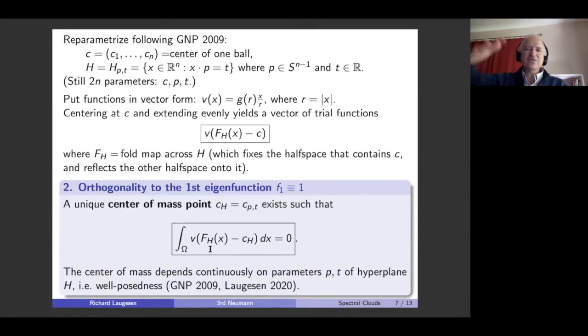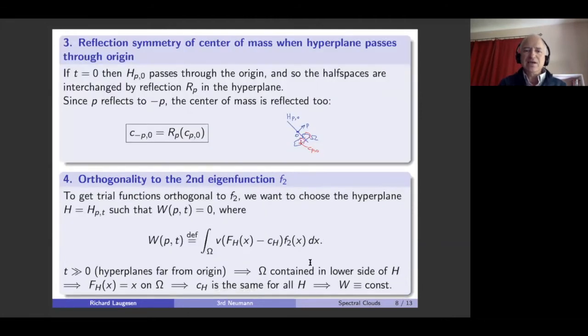So if H is very far away from the origin, it does not matter which direction it's in, so long as it's very far away from the origin so that omega is contained in the lower half-space, then the center of mass point is going to be the same for all of them. So that means here that CH is the same for all hyperplanes that are far from the origin. In other words, we're getting a constant, right? Because if CH is the same, then we're going to get the same thing here in our integral.